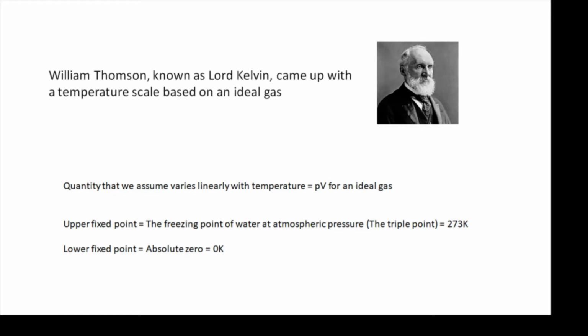The upper fixed point is the freezing point of water at atmospheric pressure. You don't actually need to know, it's called the triple point. It's when water vapor and ice can be in equilibrium, and it's at about 273 Kelvin. Not degrees Kelvin, just Kelvin. And then the lower fixed point is absolute 0.